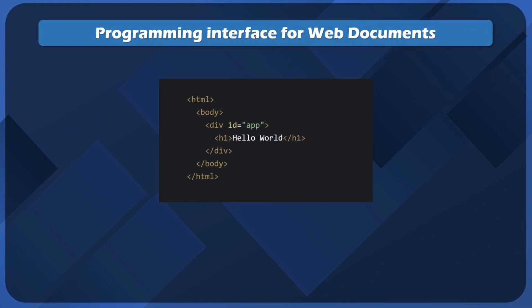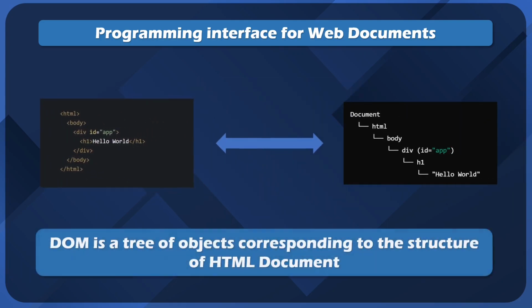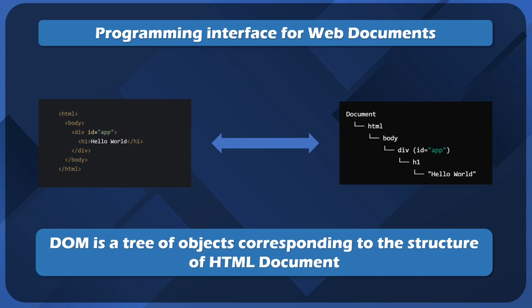This is a sample HTML code. So you have your HTML tag, which contains a body tag, which has a div with the ID of application, which contains your heading, level 1 of Hello World. This translates into a document object model, which looks something like this. So internally, this is how the entire document object model would be mapped out.